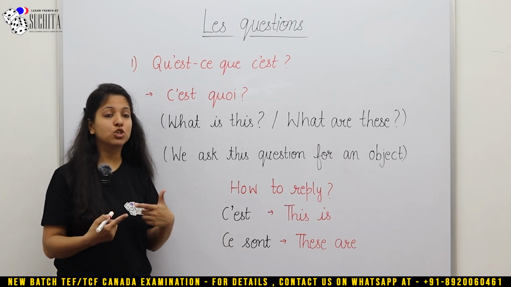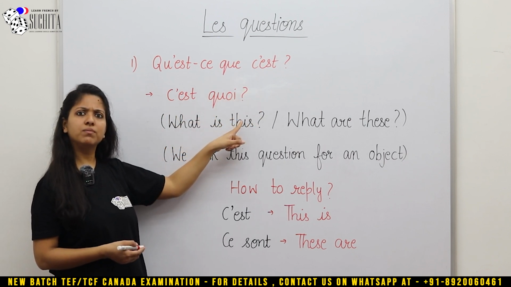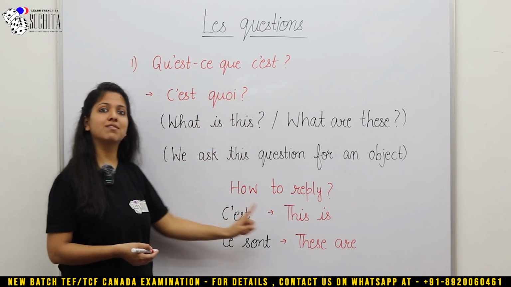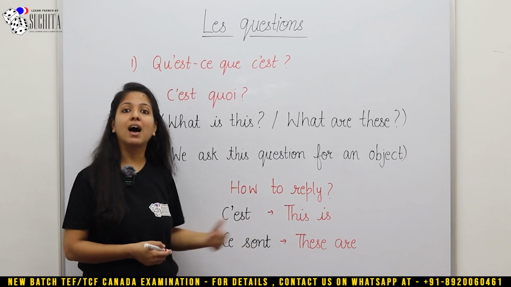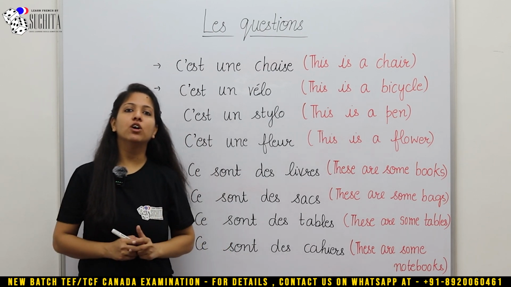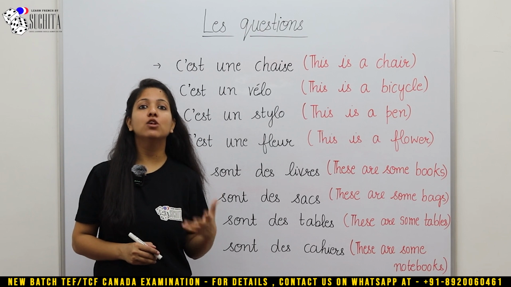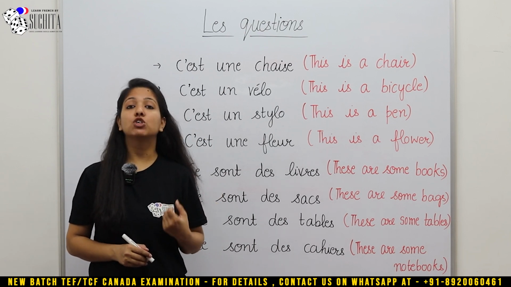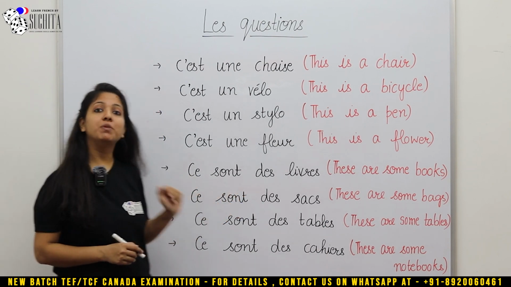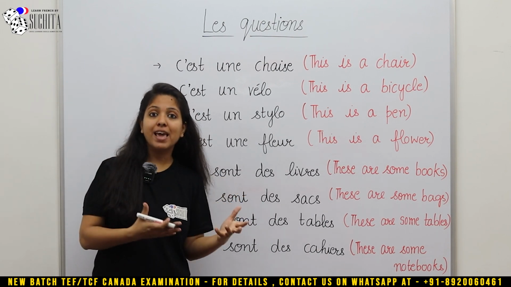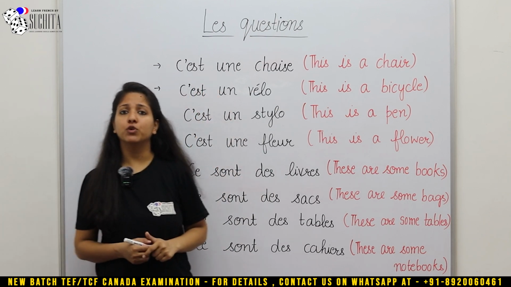Now, I'll repeat the pronunciation for you. Qu'est-ce que c'est? C'est quoi? C'est, which means this is. And finally, ce sont, which means these are. Okay, so just now we learned there are 2 ways of replying to this question using c'est and ce sont. C'est, which means this is, and ce sont, which means these are. Now, these are few examples that I have written in front of you.